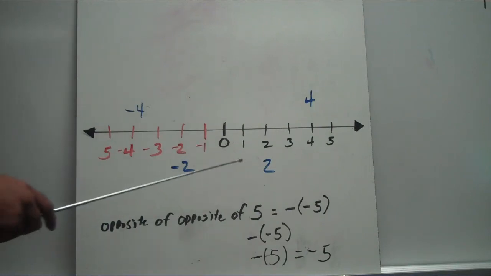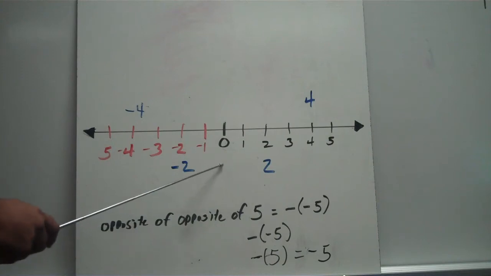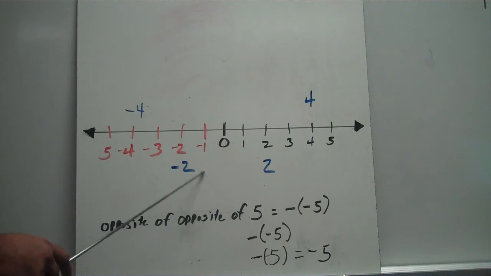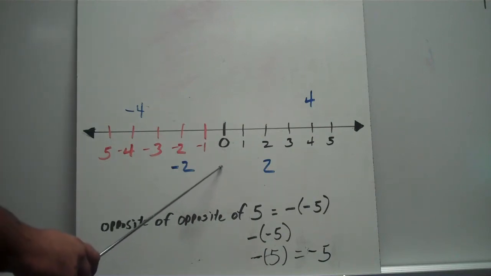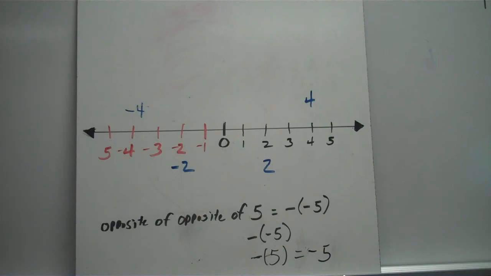If we look at +2, that is 1, 2 spaces away from 0. If we count 1, 2 spaces, we end up at -2. If we start at -2 and count 1, 2 spaces to 0, and then count 1, 2 spaces, we end up at +2. So -2 and +2 are opposites of one another.